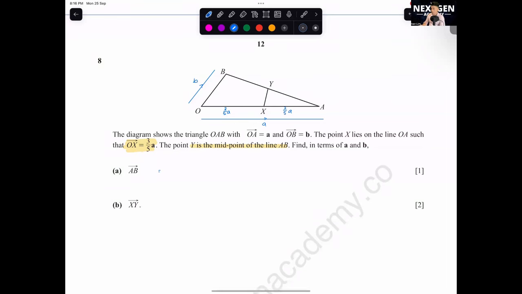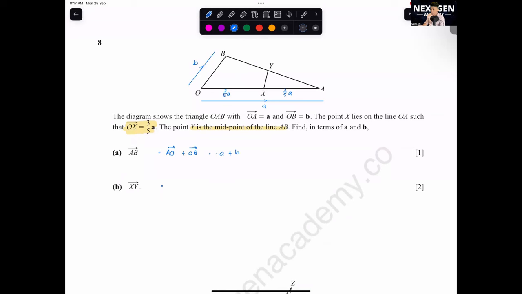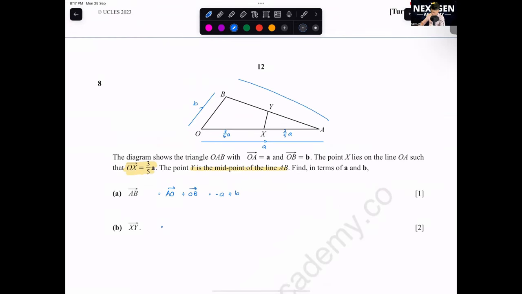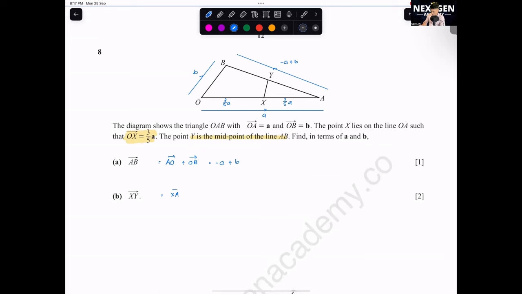So here, AO plus OB is negative a plus b. Why I like to write down the vectors first, so later on when you check back, it will be much easier for you all to check back. Next one, XY, I can use XA plus AY. Do I have AY? Y is the midpoint, right? So based on my previous question, I already found here negative a plus b. So here is XA plus AY.